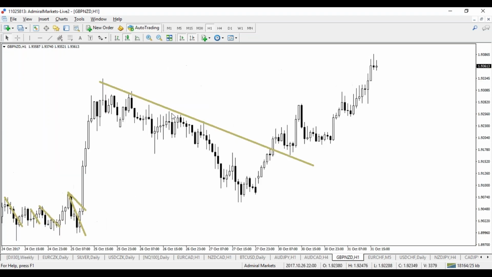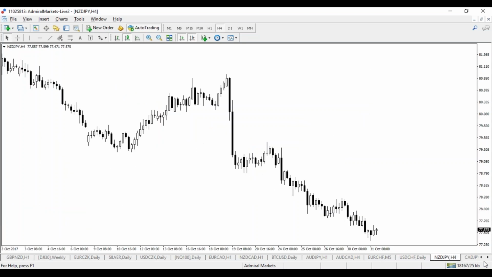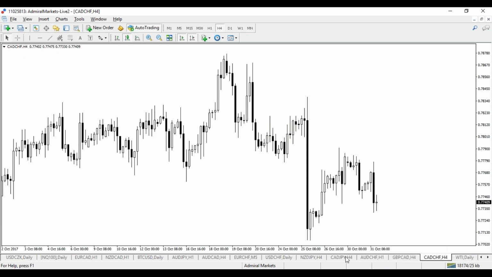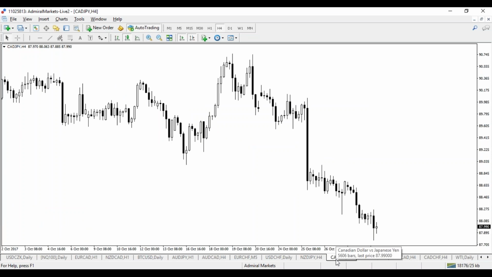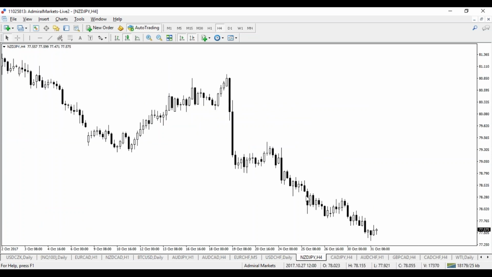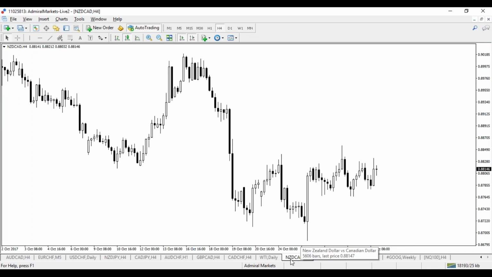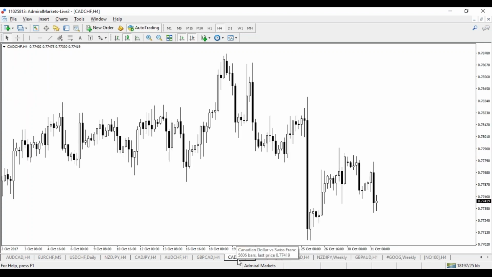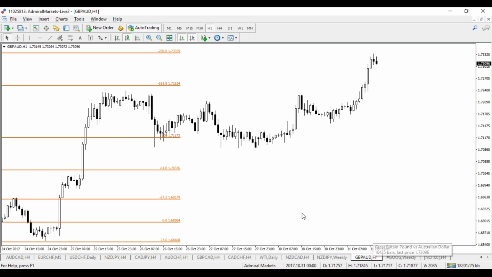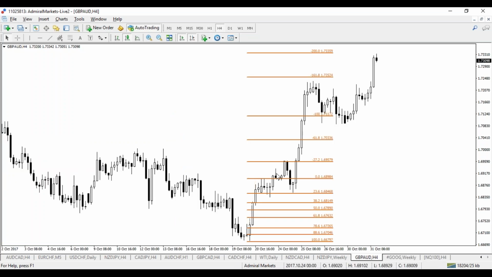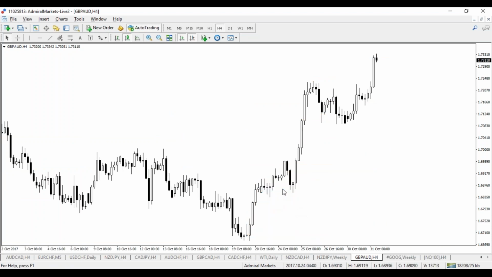Let's take a look at some of these exotics. Nothing really there at this moment. Yen is moving lower on these pairs, like the AUD/JPY, NZD/JPY, CAD/JPY. But at this moment, I don't see a particular setup on those exotics myself. But if you do, let me know.